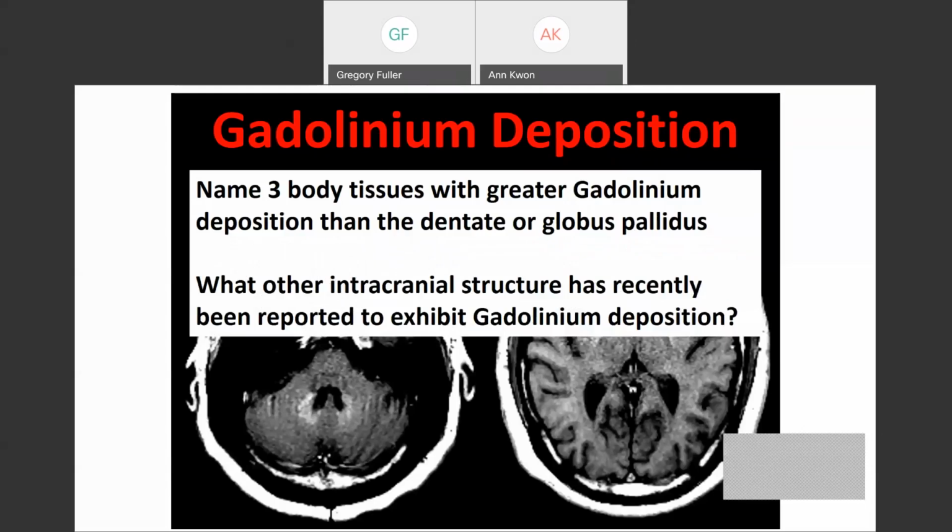And here's the second question. What other intracranial structure has recently been reported to exhibit gadolinium deposition? It's in the paper, right?